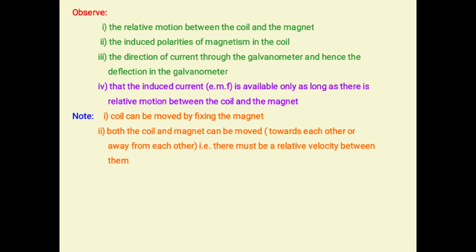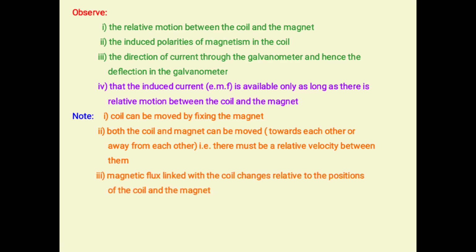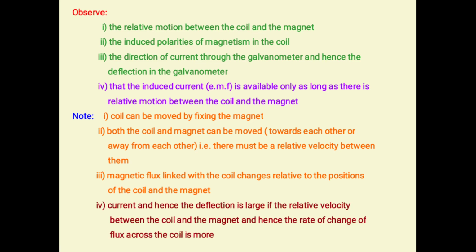Now definitely the coil and magnet both can be moved, and by that motion also flux can be changed. The magnetic flux linked with the coil changes relative to the position of the coil and the magnet. That means it depends. Change of flux depends upon the position of coil and magnet. If they are very close, there is an increase in flux, and it is a rapid increase. It changes rapidly. It depends upon position.